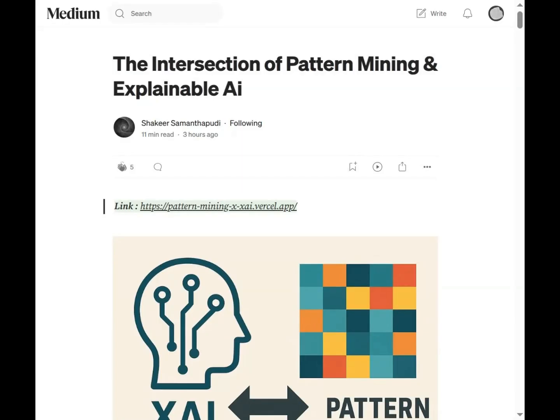Pattern Mining and Explainable AI. So this blog dives into how explainable AI techniques can enhance the transparency and trust in pattern mining models, especially when we are working with critical data in the domains of retail, fraud detection, and healthcare.